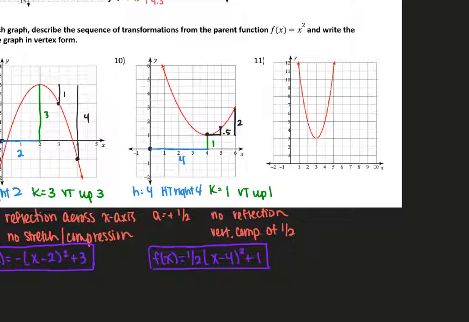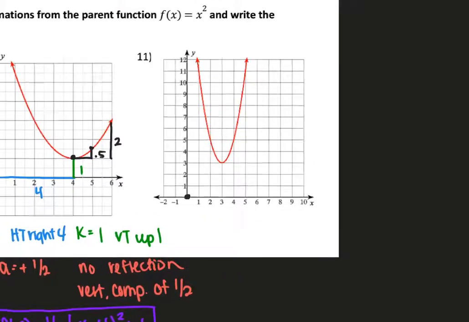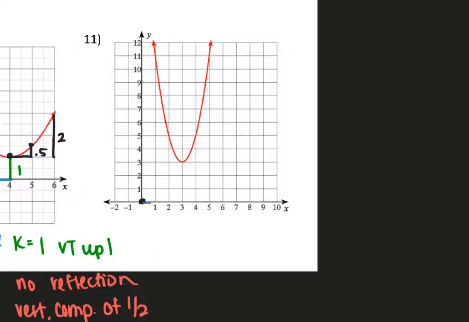All right, now with number 11, we're going to start off by doing our translation. So from our parent function, to get to our new vertex, we went right 3, up 3. So that's going to give me the value of h. So that means there's a horizontal translation, right 3. And then k was 3, which means that there's a vertical translation, up 3. And then to get the value of a, it's concave up, so I know it's positive, which means that there's no reflection.